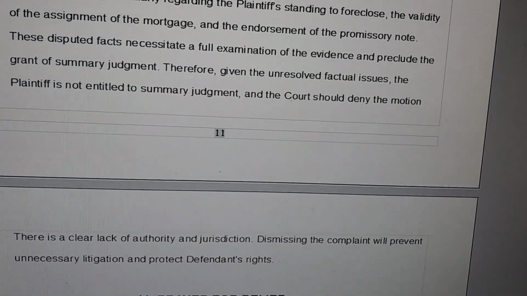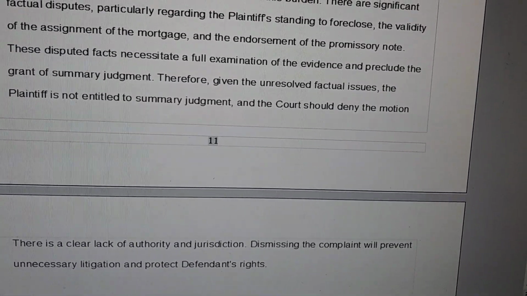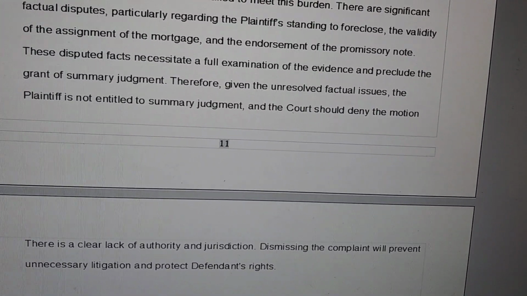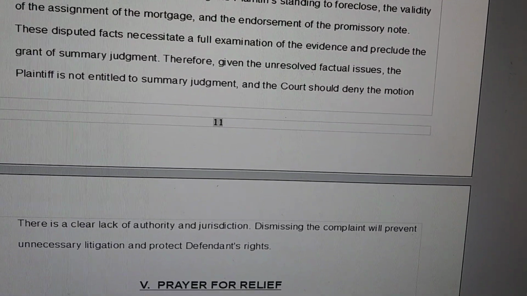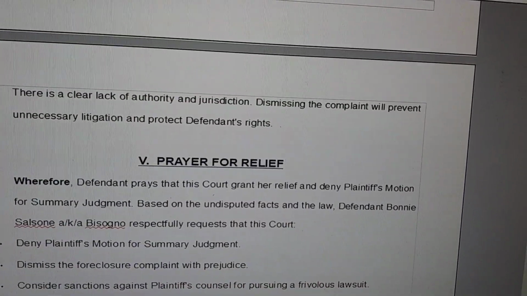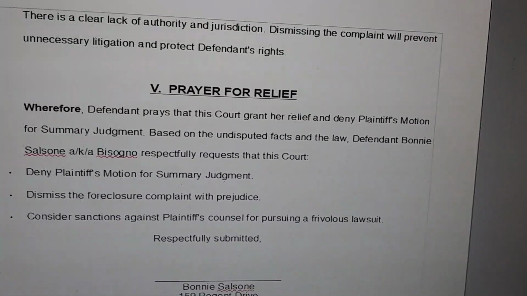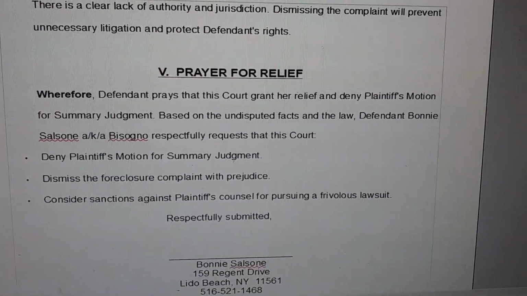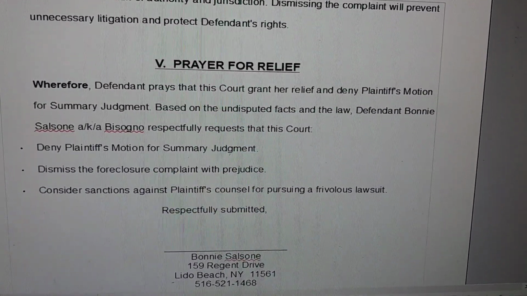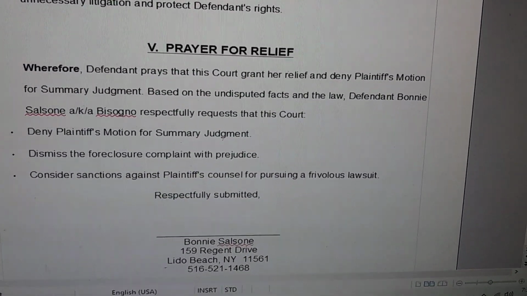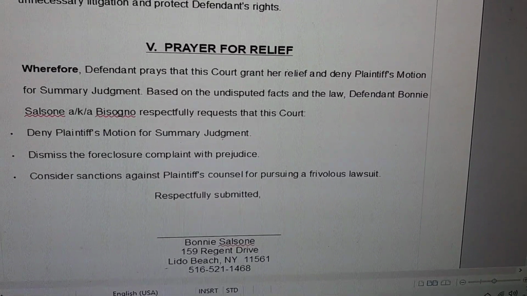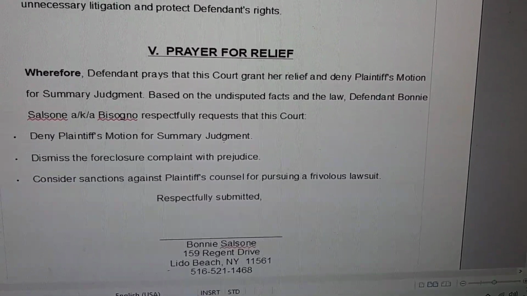There is a clear lack of authority and jurisdiction. Dismissing the complaint will prevent unnecessary litigation and protect the defendant's rights. And of course, we have a prayer for relief here. Wherefore, defendant prays that this court will grant her relief and deny the plaintiff's motion for summary judgment based on the undisputed facts and the law.